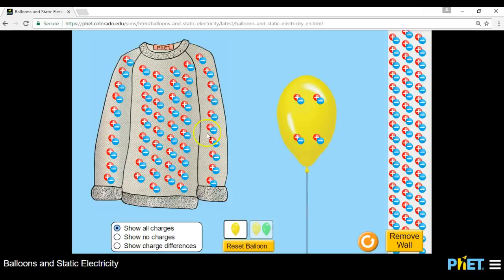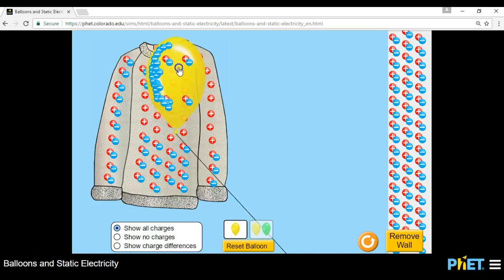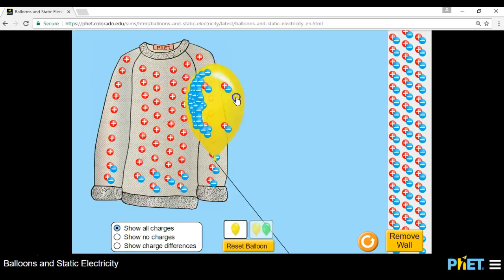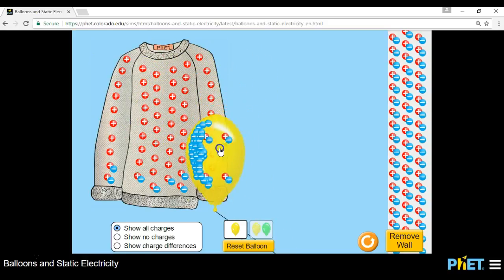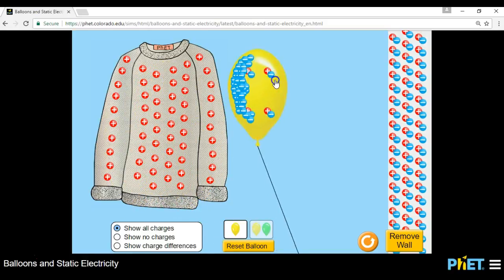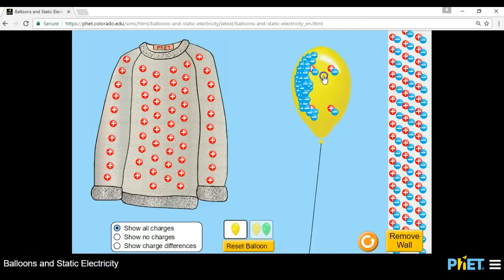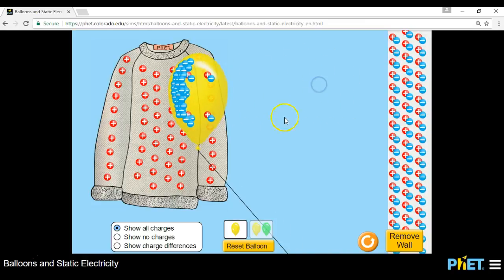So here we had a simulation. Now, this is a balloon. It's a neutral balloon, right? There's the same amount of positive and negative charges. Now, when we get this balloon close to the wool sweater, it starts picking up these electrons. Now, it picks up these electrons because they're outside of that atom, right? They're not within the nucleus. So, right now we have a negatively charged balloon. If I let it go, it's going to move towards the actual positively charged sweater.